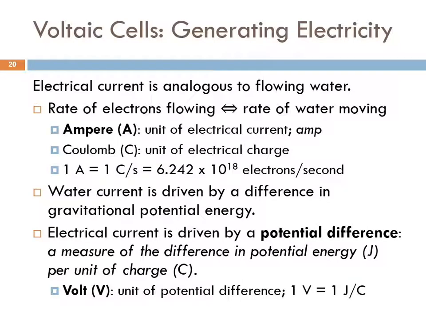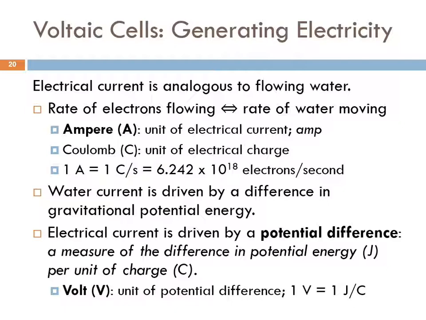So electrical current is kind of a weird thing to think about, electrons moving through a wire. But it acts a lot like water flowing in a stream. And I think at the very least, we've all played around with water running down the ditch, right? Down the gutter in the street. And we see that it's flowing. So the rate of electrons flowing is analogous to the rate of water flowing in a stream.